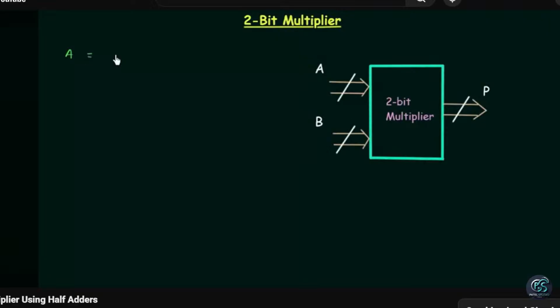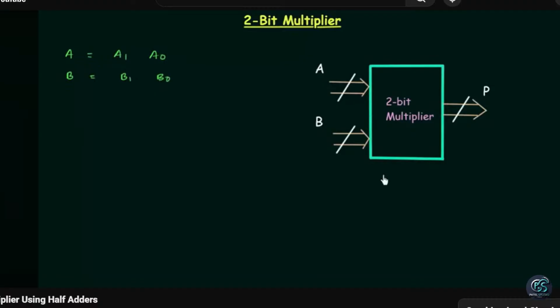In this lecture, I will obtain the 2-bit multiplier circuit and also explain how it works. We call it a 2-bit multiplier because it is used to multiply 2-bit numbers. Let's say A is the first number and it has 2 bits, A1, A0. A1 is the MSB, A0 is the LSB. The second 2-bit number is B with B1 and B0 as the 2 bits.